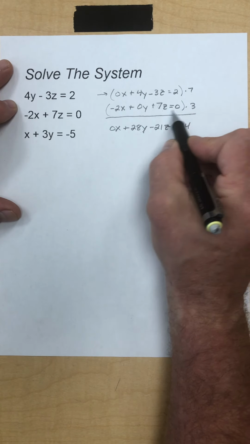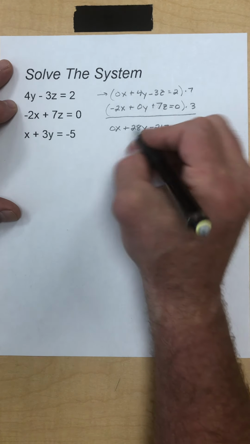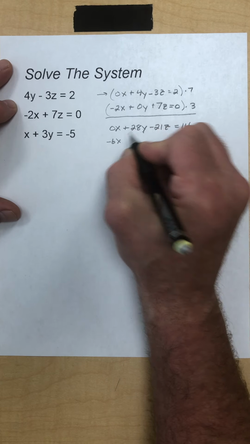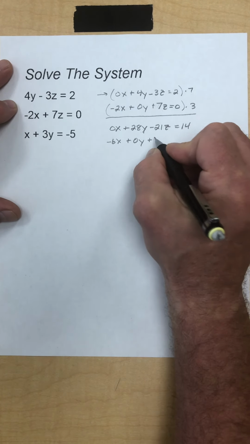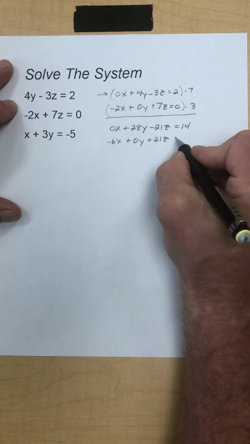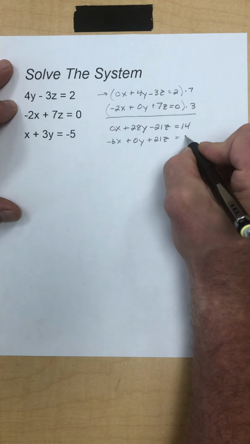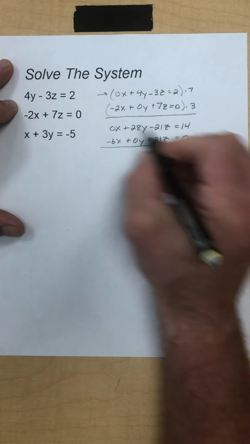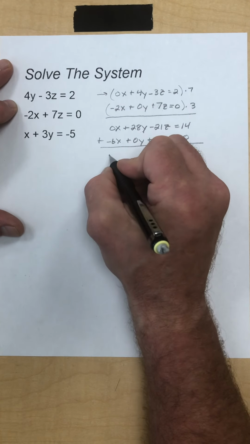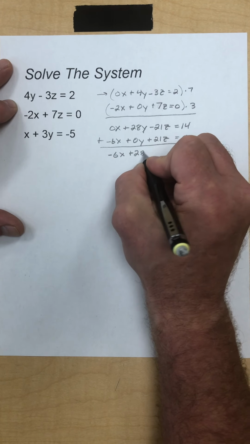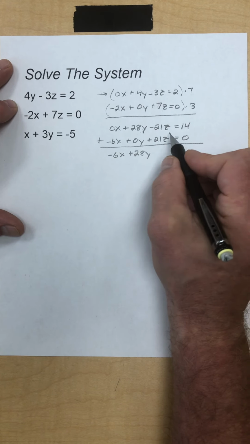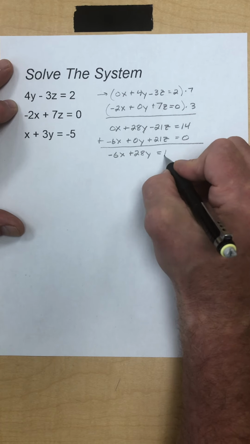Do the same thing here, distribute the 3 here, so the negative 2x becomes negative 6x. The 0y stays 0y, and the 7z becomes 21z, and then obviously 0 times anything is 0, so that stays 0. Okay, so I add straight down. I get a negative 6x plus 28y. This adds up to 0 equals 14.